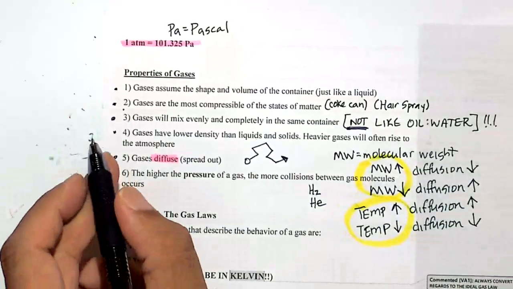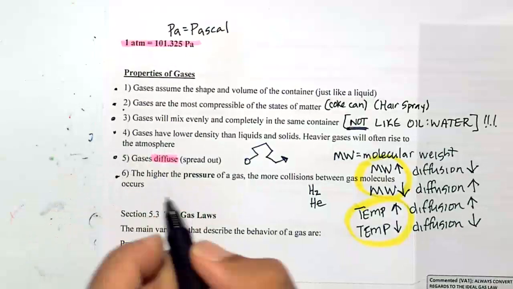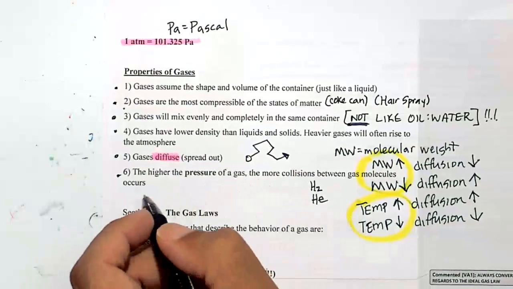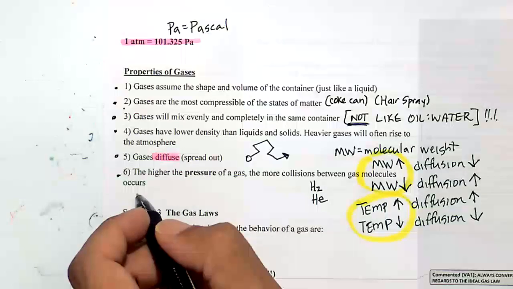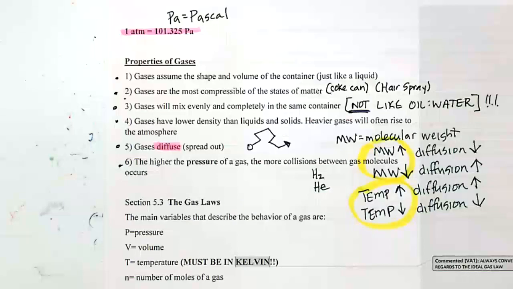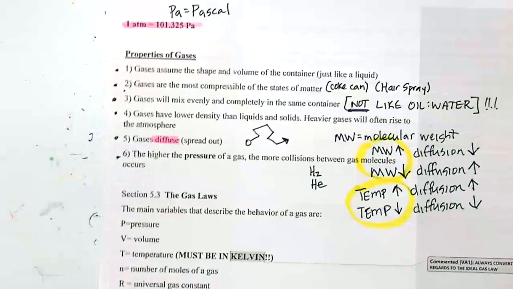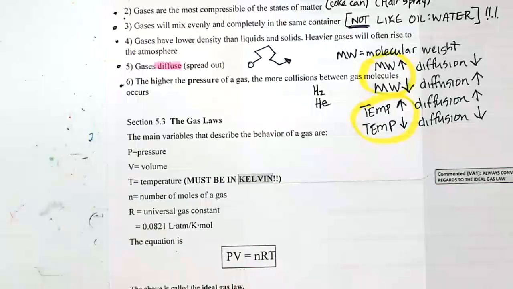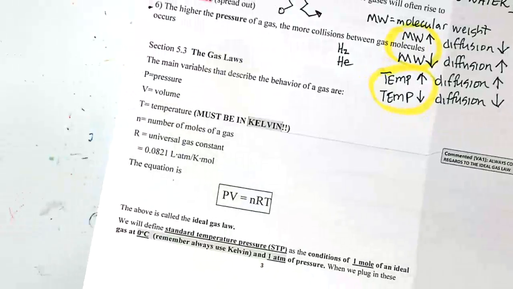All right, and final property number 6 of a gas: the higher the pressure of a gas, the more collisions between the gas molecules occur. Okay, so that's good. So just some basic properties of gases there. Here is our equation, PV equals nRT. We'll do some problems related to that.